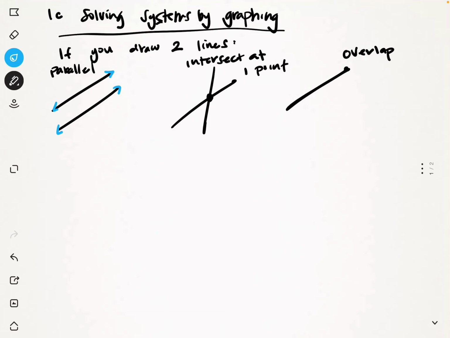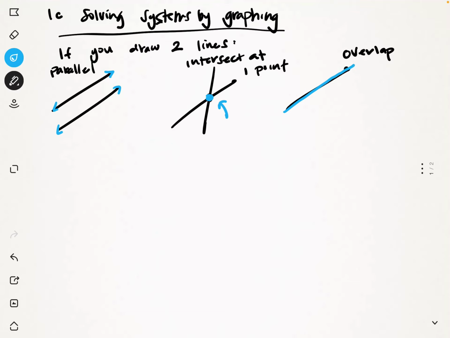The second case is if we have one intersection point. So you can see the point where the two lines cross. And then the third case would be if we have overlapping lines. So what happened here is it's hard to see because it's just one line, but both lines overlap each other, which means that all the points that are common to both lines are going to be solutions.